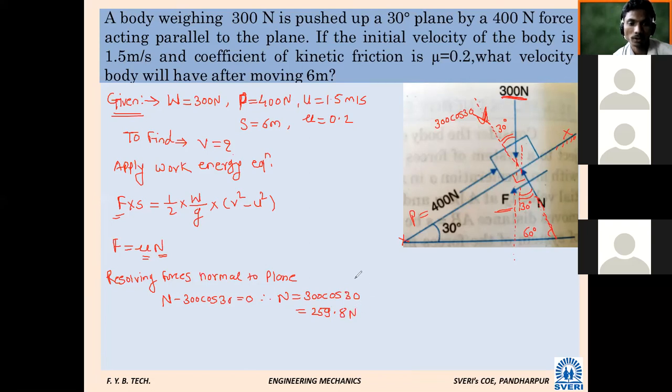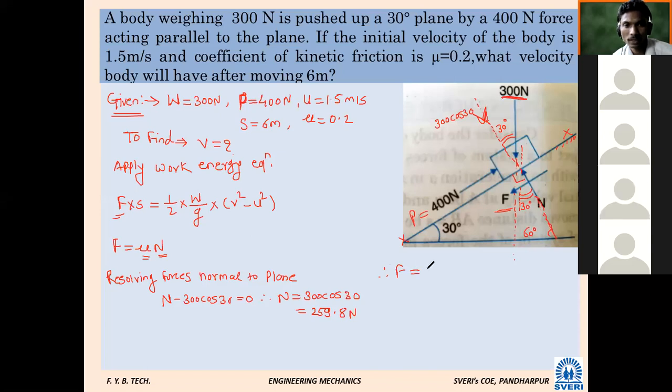Therefore N we know, and mu is given. So F is equal to what will that be? What is the value of mu? 0.2. So 0.2 into 259.8. What is the value of F?